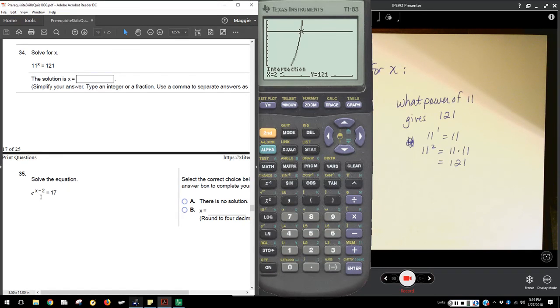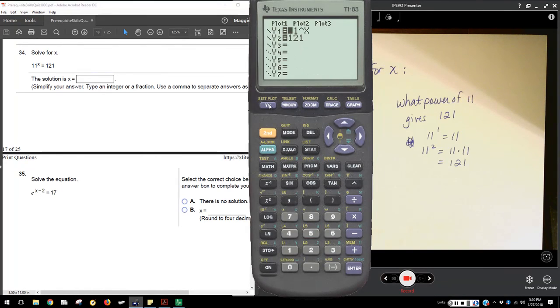Now, solving the equation e to the x minus 2 equals 17 can work similarly. You simply go back to y equals and you put in the number e. E is actually a number. It's on second and ln. And you enter the power as x minus 2. And then y2 is going to be 17.